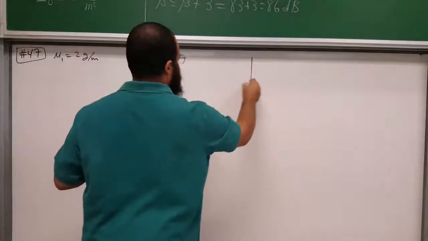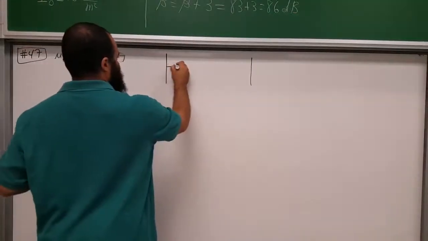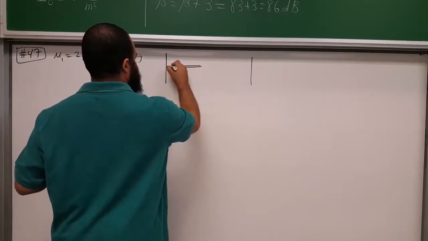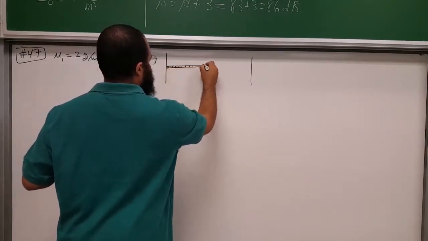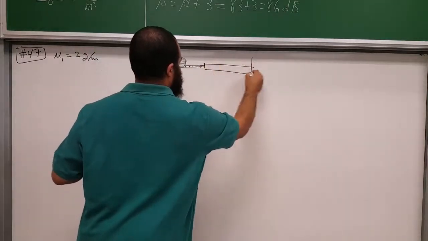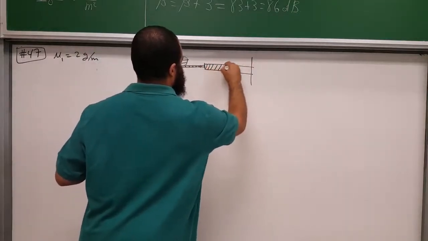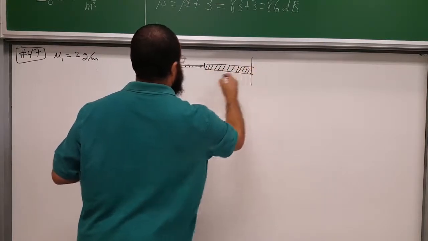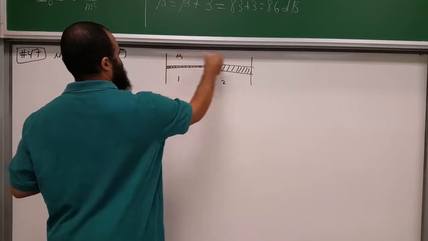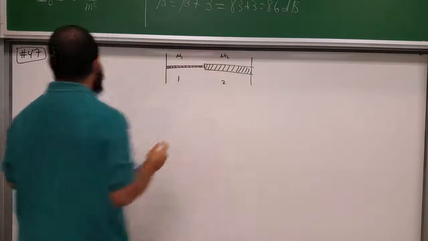Here is the rope tightened here. You have string 1, which looks like this, and then it is tied to a rope that is thicker. That's string 2, right? Just two ropes tied together. This is 1 and this is 2, so this is mu1 and this is mu2.